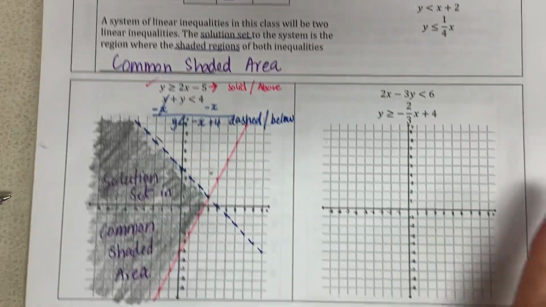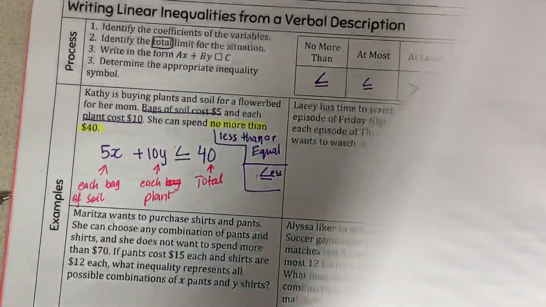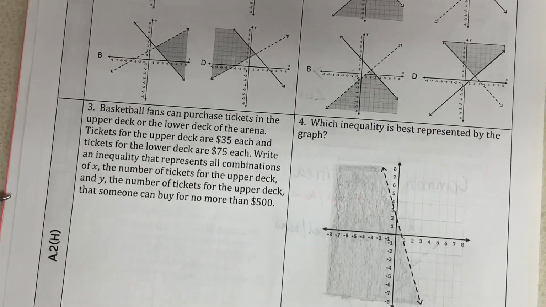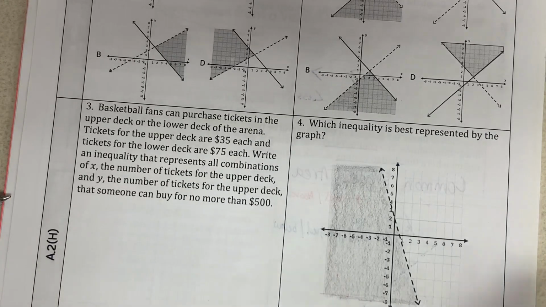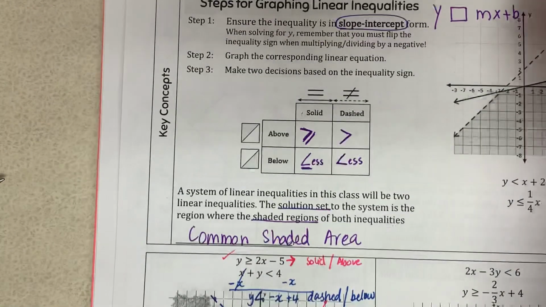So you have one example over here that you have to do on your own, and you have 3 multiple choice at the back and 1 writing word problem. Go ahead, finish all of these questions.